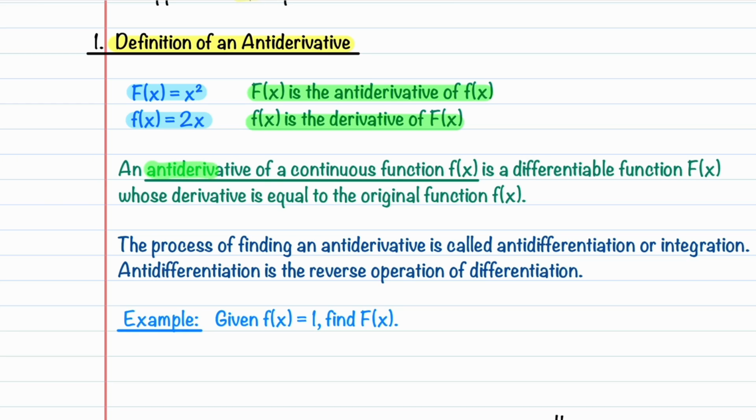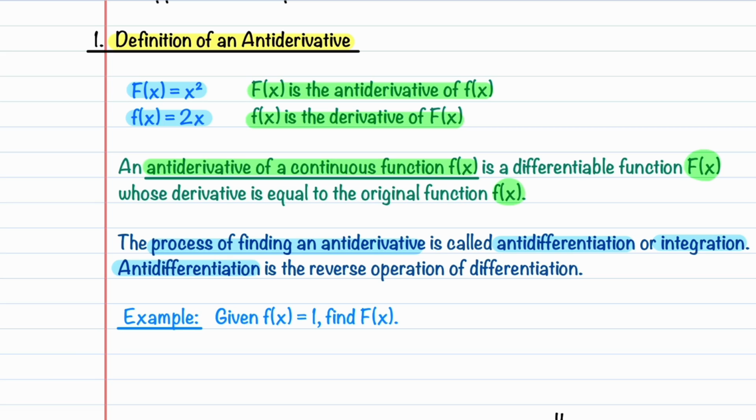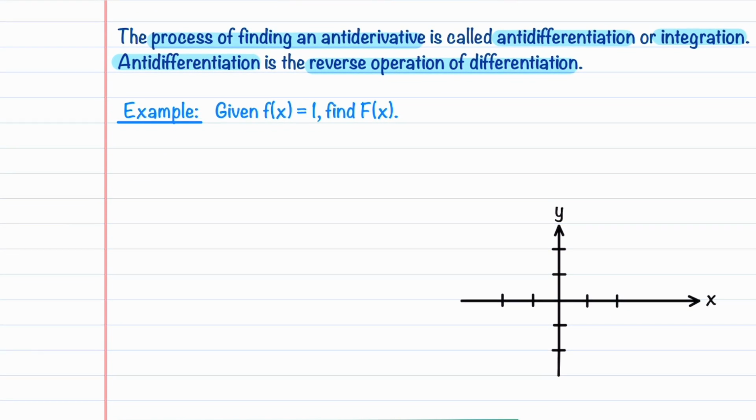An antiderivative of a continuous function little f of x is a differentiable function capital F of x whose derivative is equal to the original function little f of x. This process of finding an antiderivative is called antidifferentiation, or it's called integration. Antidifferentiation is just the reverse operation of differentiation. Let's walk through an example to see how this works.